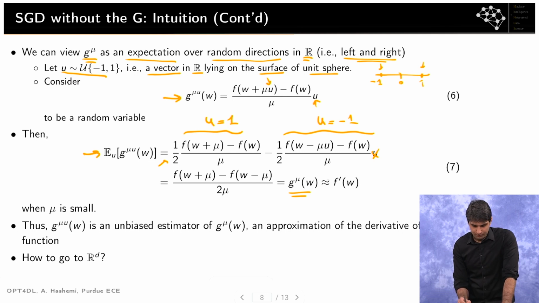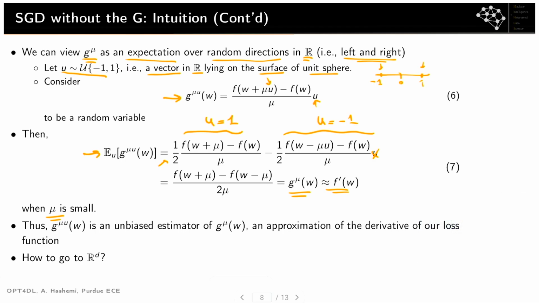And obviously, as we said before, when mu is small, this is going to be a good approximation of the true derivative of the function. Okay? So what's the conclusion then? This new random variable I defined is an unbiased estimator of this approximation, which is an approximation of the true derivative of my function. Okay? Now, let's see how we can build upon this idea to go to multiple dimensions.